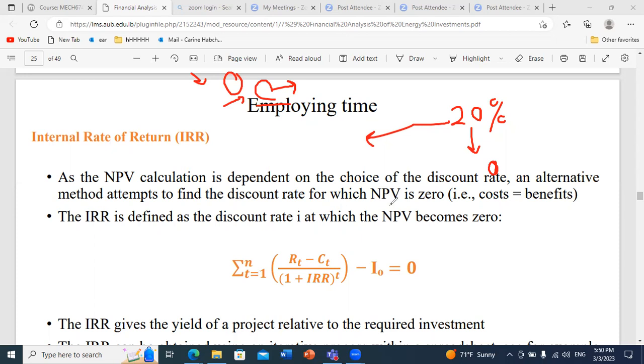So once you find the IRR, the internal rate of return, you can find the margin of interest rate for which the NPV will be larger than zero. So you can say for any rate between 0 and 20%, the NPV will be larger than or equal to zero. And it will be just equal to zero at the internal rate of return, which is 20%. And of course, you will never design your system to just have a net present value of zero.